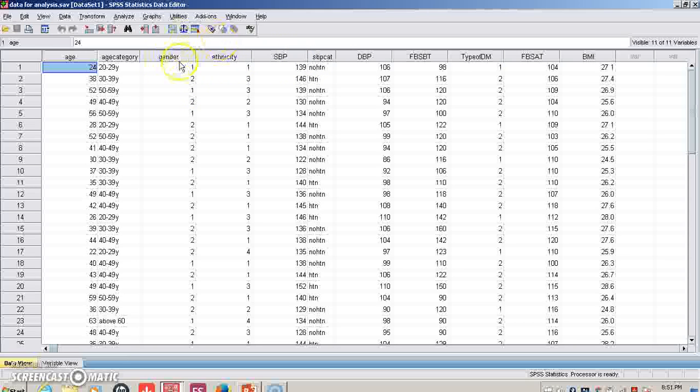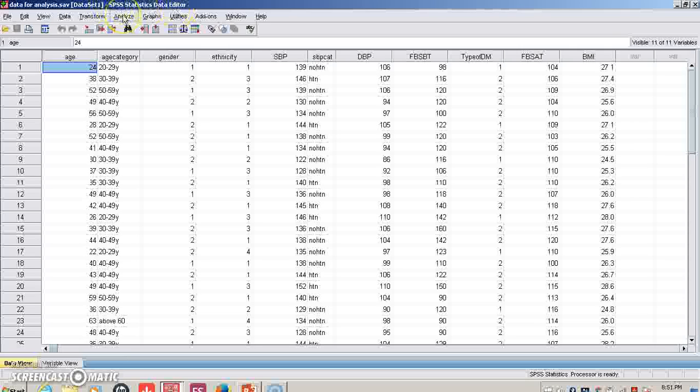One requirement for doing this test, independent sample t-test in SPSS, is that the categorical variable should be given numeric values. Here I have given value 1 for male and 2 for female.